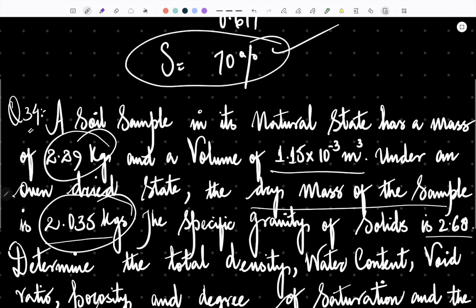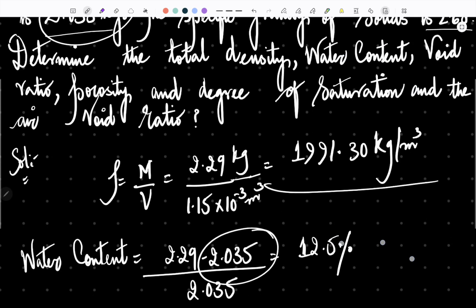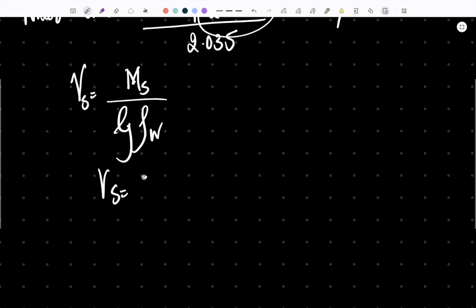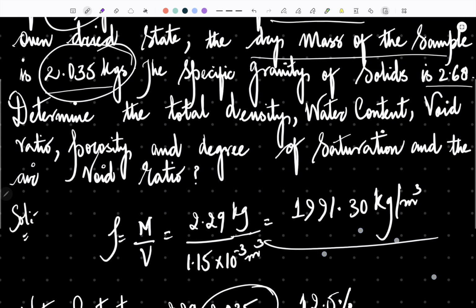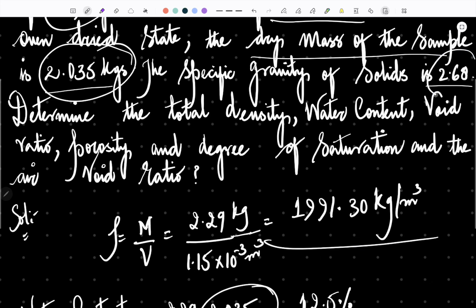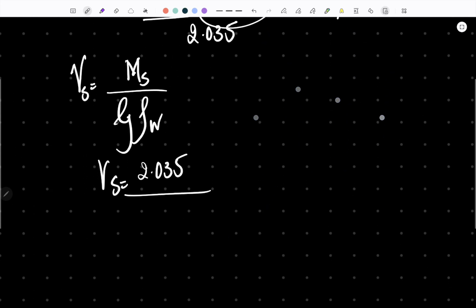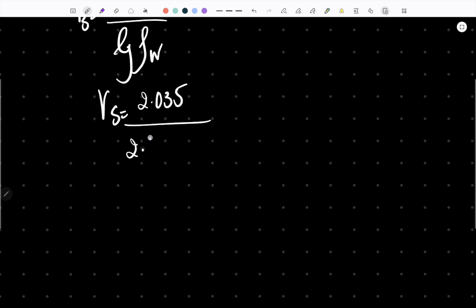The dry mass of the sample is 2.035 kgs, that is the mass of solids, soil solids. That is 2.035 kgs divided by G, we have to use 2.68, multiplied by density of water, which is 1 gram per cc. So volume of soil solids is equal to how much? 759.32 cc or cubic centimeters.